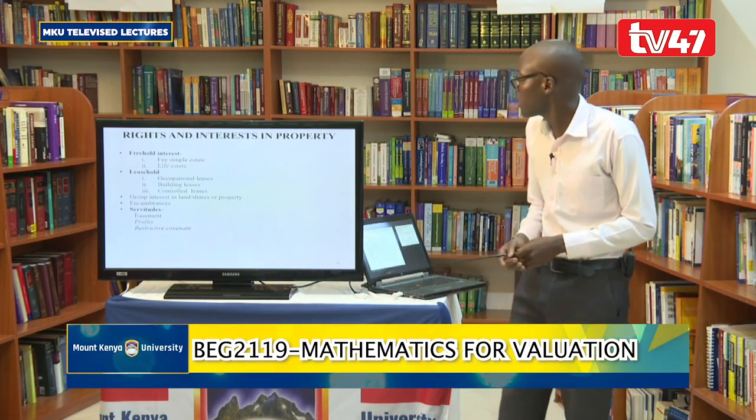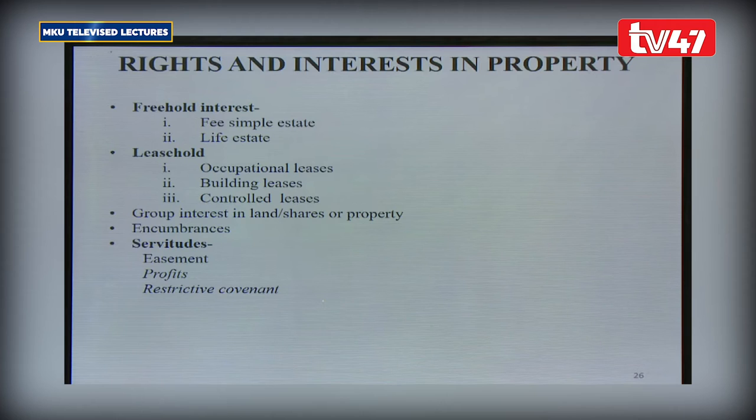Then rights and interest in land. There's the freehold interest, which I've been explaining now and again. The leasehold, which I've again explained many times. There's the group interest, like the Maasai own land communally. There's the encumbrances. Encumbrances, this is when you take a loan, maybe from the bank, and the bank retains your title. Then we have the servitude, where we have easement, profits, and restrictive covenant, which again, I've always explained many times.